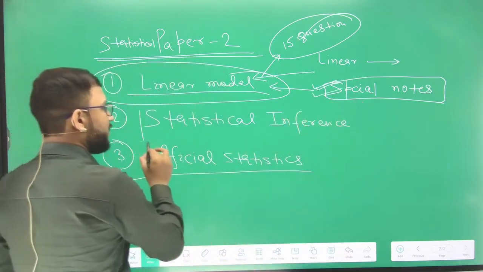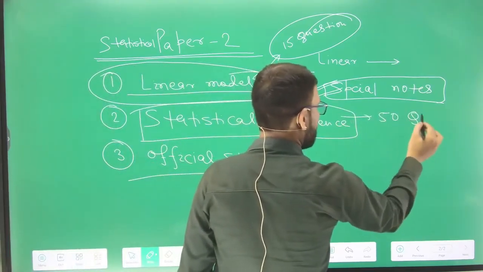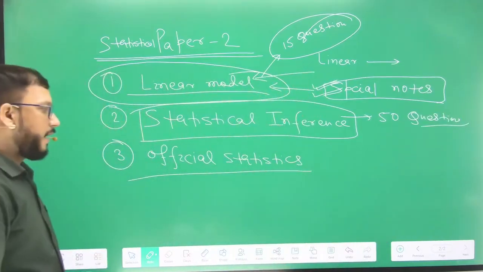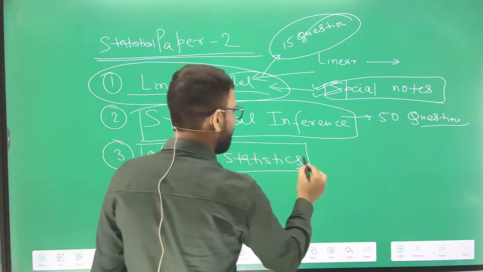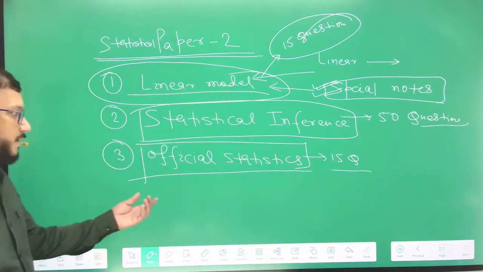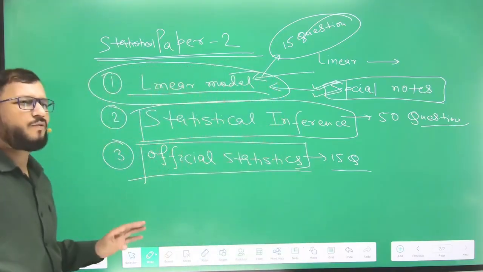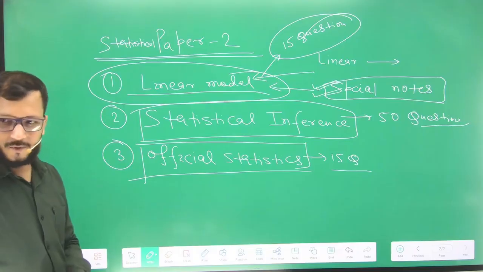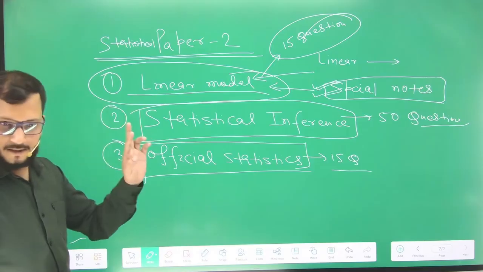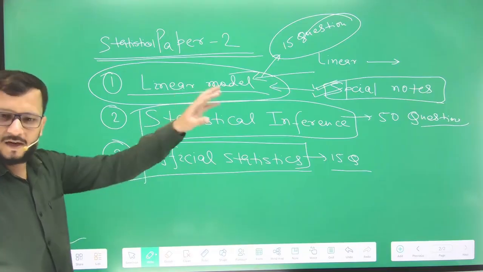Statistical inference contains 50 questions. And obviously official statistics also contains 15 questions. Got the point? So this is 15 questions, 50 questions and 15 questions. About the linear model, I am sure that after studying econometrics well, because econometrics is going to be a very lengthy topic, you will be able to solve each and every question. You will even be able to give their explanation as well.